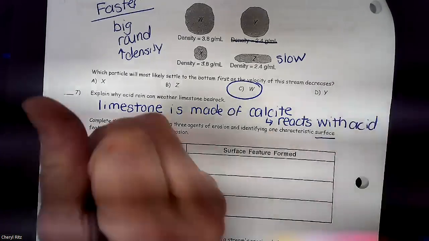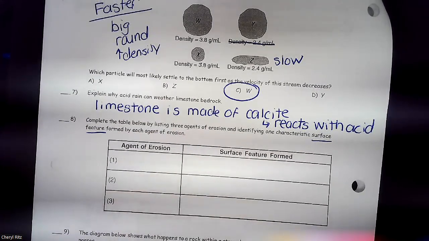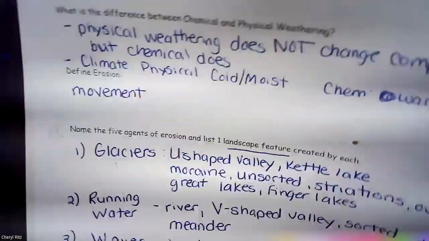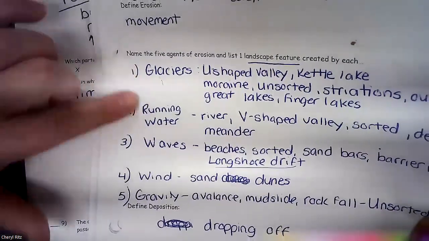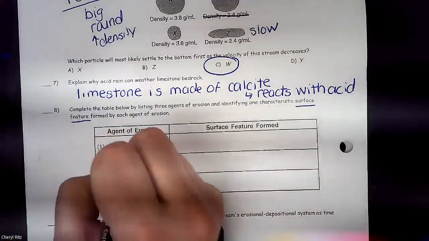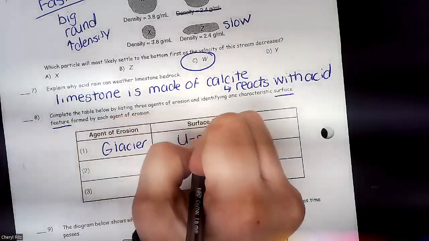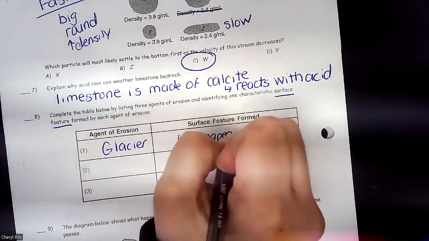Question 8, complete this for 3 agents of erosion, identifying one characteristic surface feature. So again, it has to be something that's going to show up on the surface after that agent of erosion has gone through. Now, I only asked for 3, but there are 5. And basically the answers to this question are right here. So which one makes a U-shaped valley, Zach? So one example could be a glacier, and it makes a U-shaped valley.